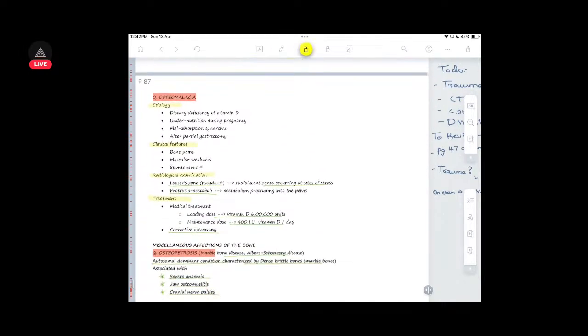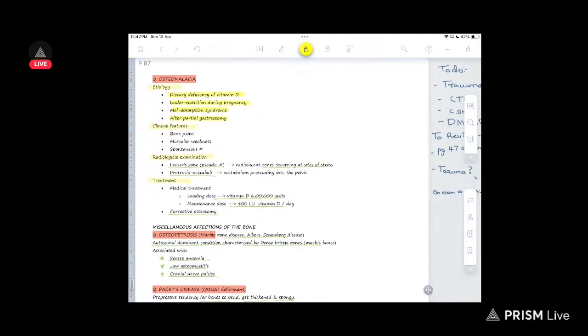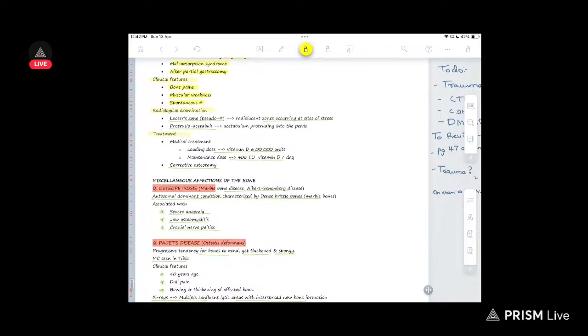Then we have osteomalacia, which is dietary deficiency of vitamin D. It can be due to undernutrition during pregnancy, malabsorptive syndrome, and after partial gastrectomy also it can be seen. Clinical features, you have bone pains, muscle weakness, and spontaneous fracture. So radiological examination, you have Looser zone, which is a pseudo fracture, radiolucent zone occurring at the sites of stress. Then you have protrusio acetabuli, which is acetabulum protruding into the pelvis.